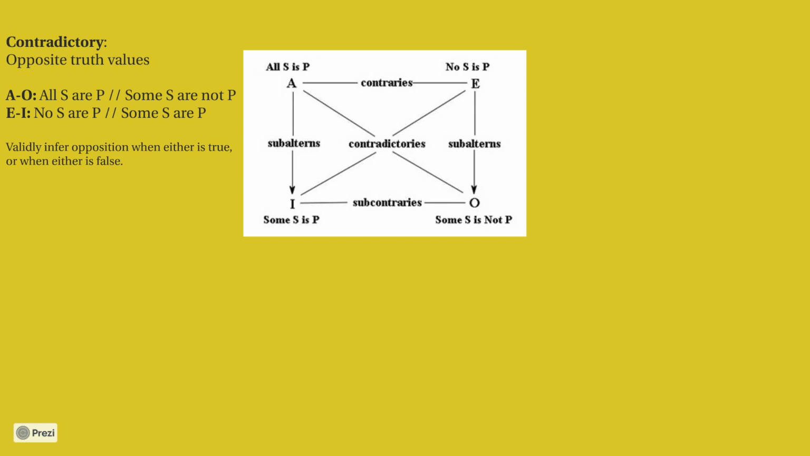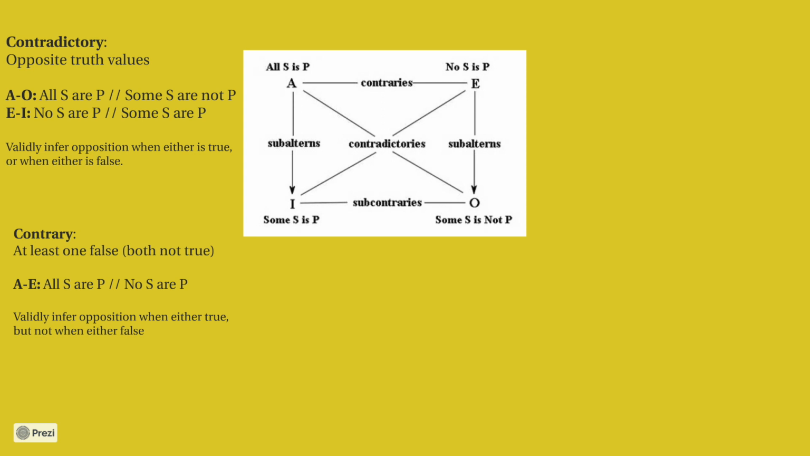Between A and E, we have a contrary relationship. In this case, at least one of them must be false. They both cannot be true. However, it is possible for both of them to be false. With our contradictory statements, they cannot both be true and they cannot both be false. But with a contrary statement, they can both be false, but they cannot both be true.